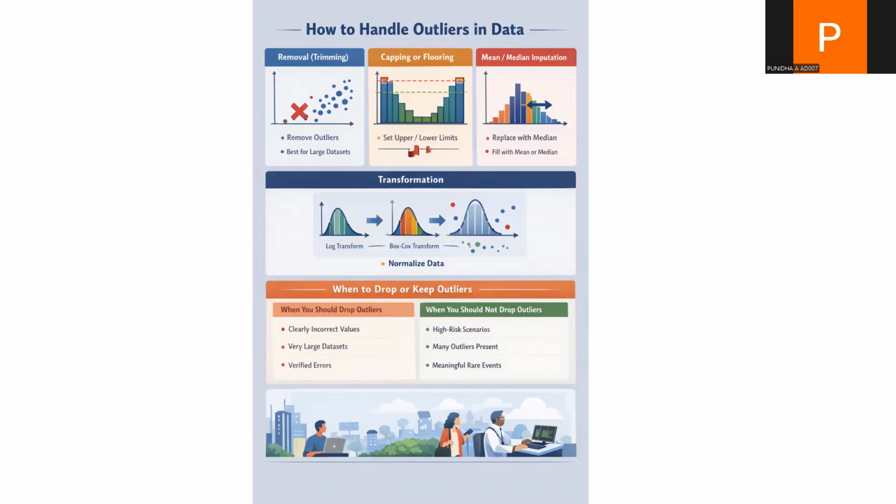When outliers represent real phenomena. In domains like fraud detection, anomaly detection, or rare event modeling, outliers are often the primary focus and should be retained.